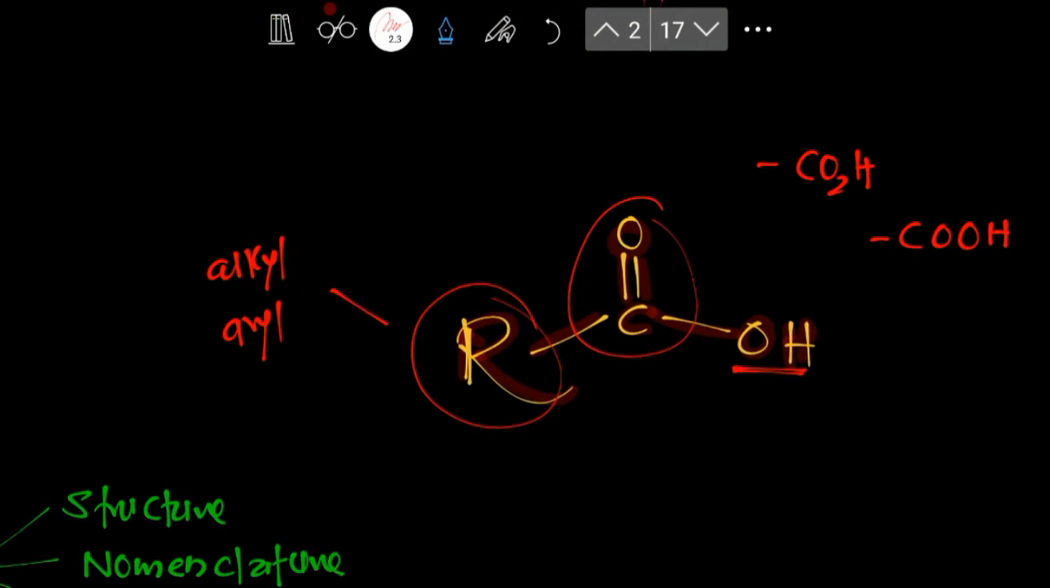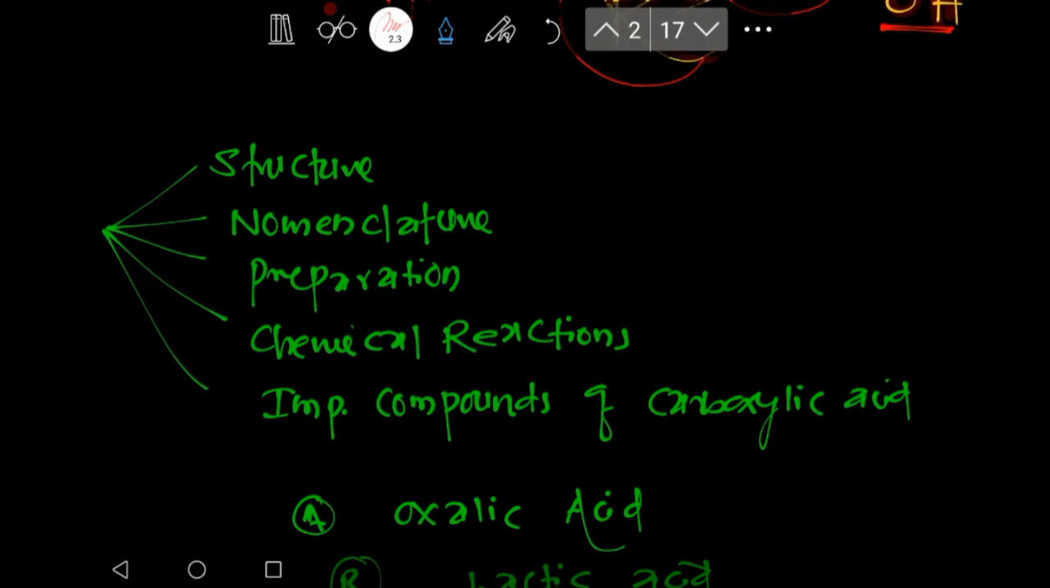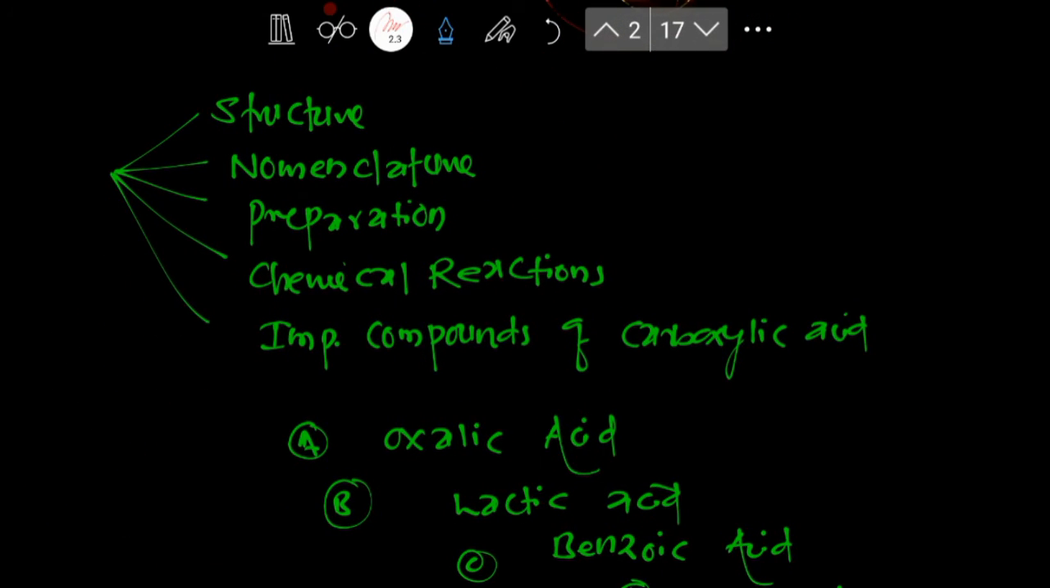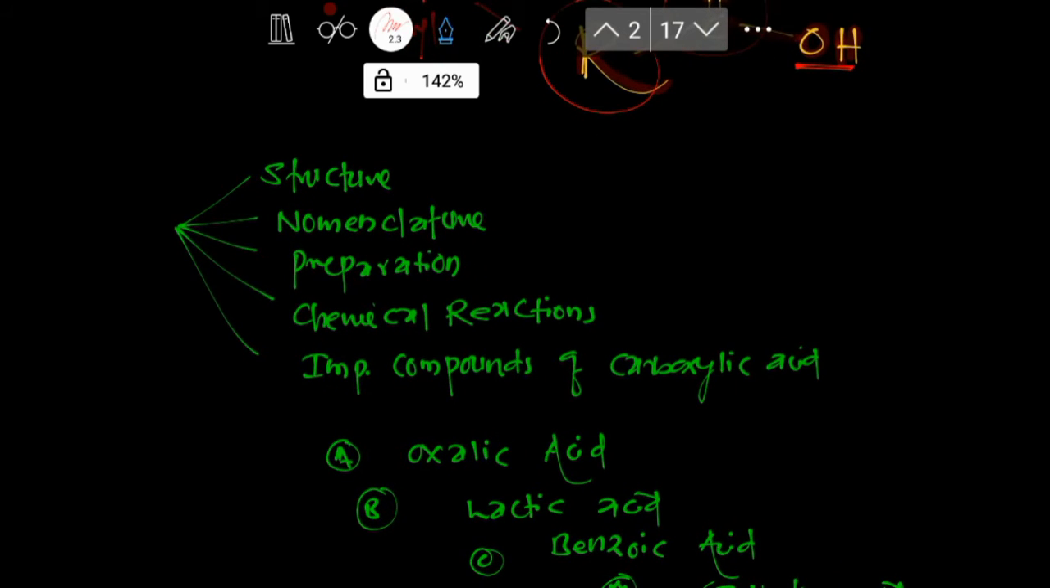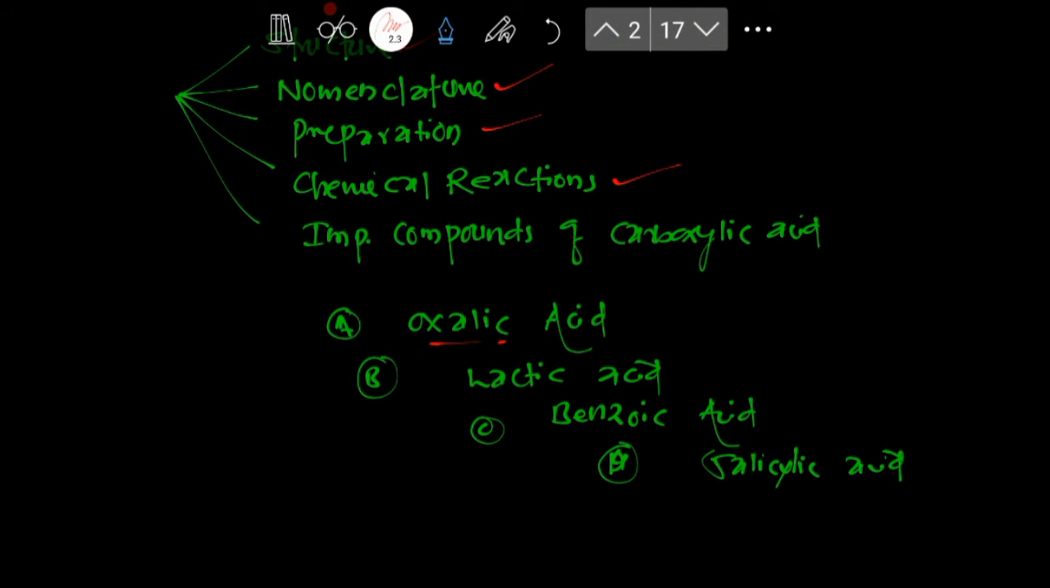Particularly from carboxylic acids, today we'll discuss first of all the structure of carboxylic acid, its nomenclature, like the common system as well as the IUPAC system, preparation of some carboxylic acids, how to prepare, like the esterification process, the chemical reactions as well as chemical reactivity, and important compounds of carboxylic acid that include first of all oxalic acid, lactic acid, benzoic acid, and later on salicylic acid, which is an important intermediate or a precursor of many drugs particularly.